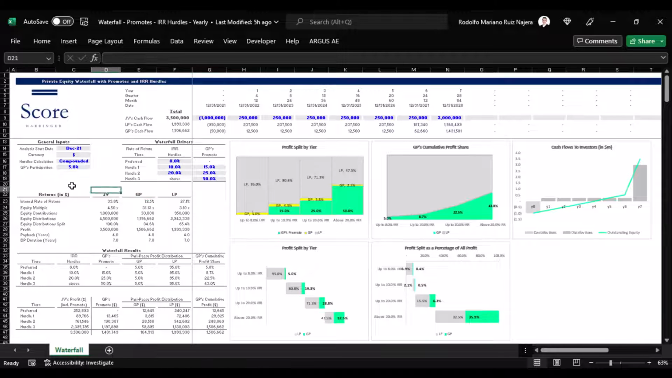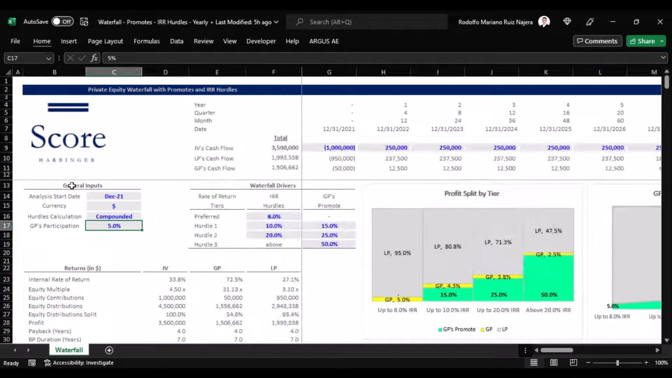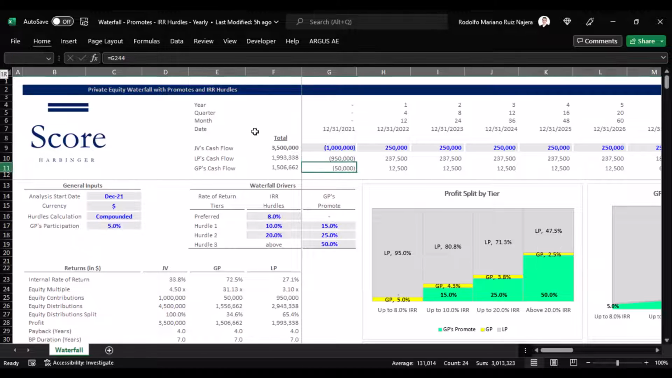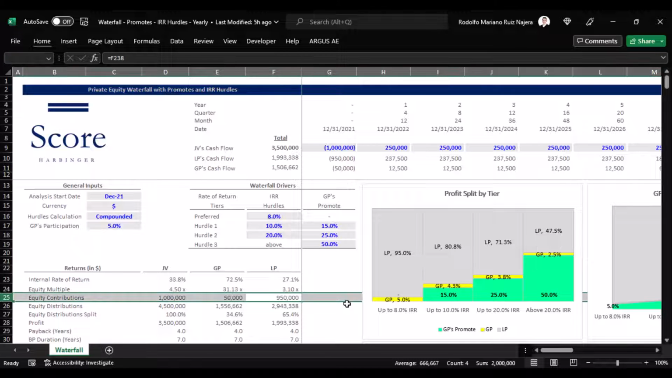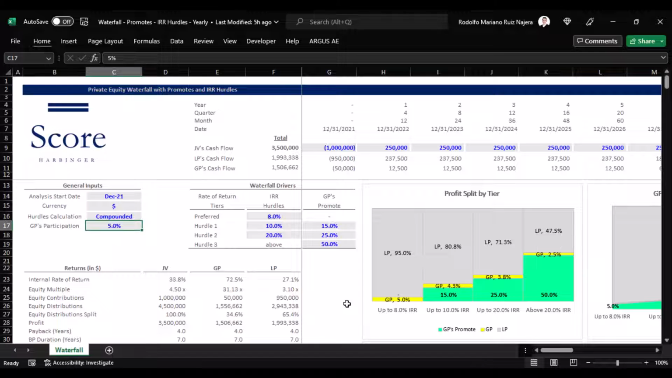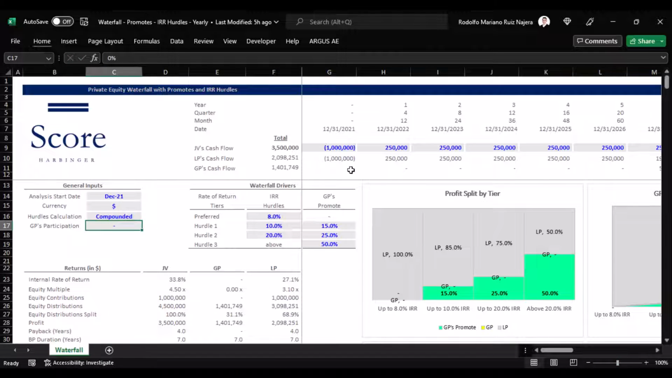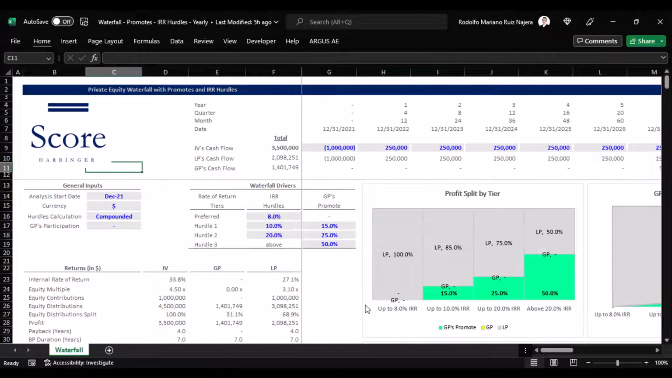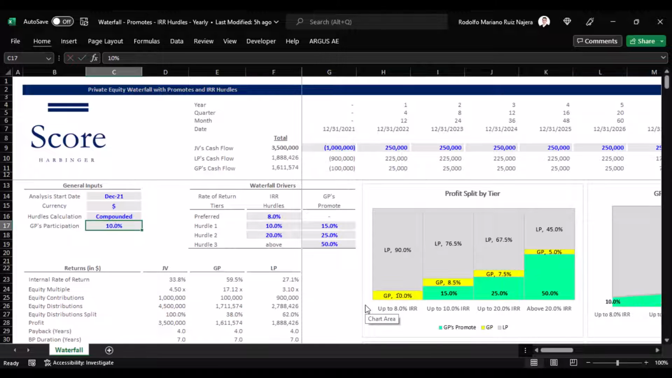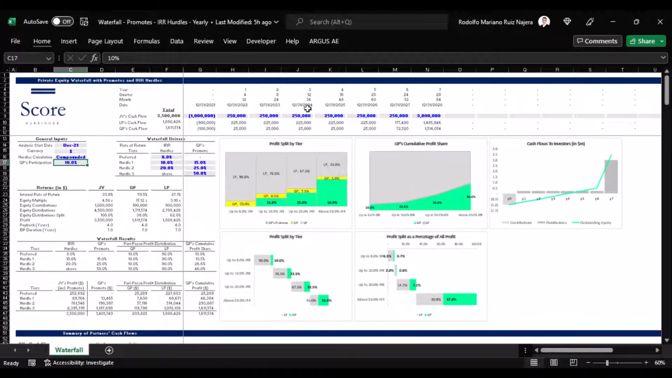The GP's equity contribution share is regulated here with the GP's participation input. So with this 5%, what we're saying is that out of the $1 million deal level equity requirement, the GP is contributing $50,000 and the LP or limited partner the remaining 95%. We can change this 5% to whatever other percentage we want. For example, we may set it to 0% and the GP wouldn't be contributing any equity in dollars, only sweat equity of course, and earning a promote on that sweat equity. Or he could, for example, contribute 10% or whatever we want, in which case he would be contributing $100,000 of equity capital, just to mention an example.